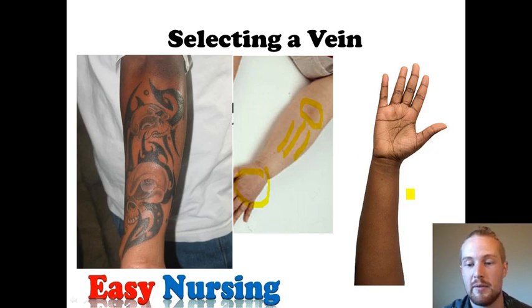And some people have issues with darker skin. It does cover up the color, but it depends on the darkness of the skin. So this may make it more difficult. In this case, you may want to depend more on palpation for a vein.